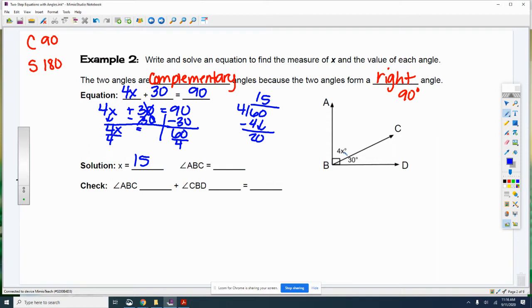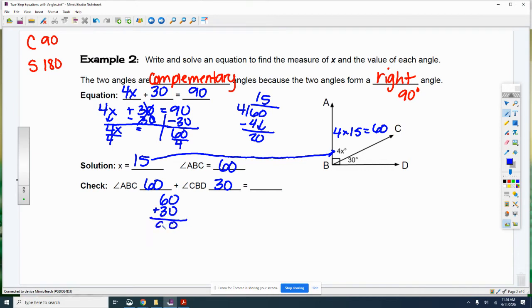So again, this x right here is a placeholder for this number. So I'm just going to bring it over here and do 4 times 15, which is 60. So that angle is 60. And now we check it. So I have 60 plus 30, and does it equal 90? And it does. Our answer is correct.